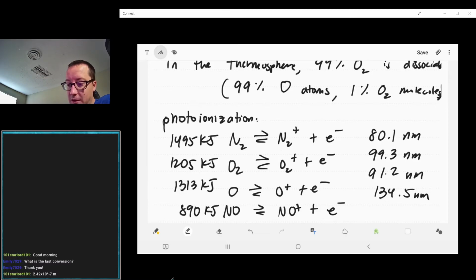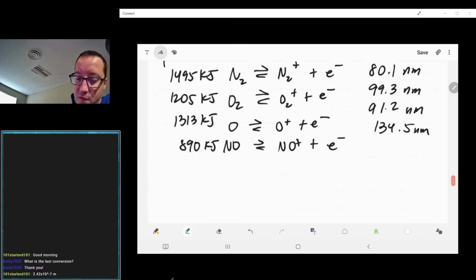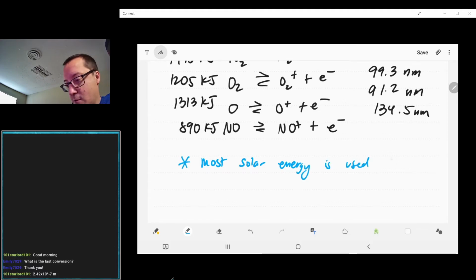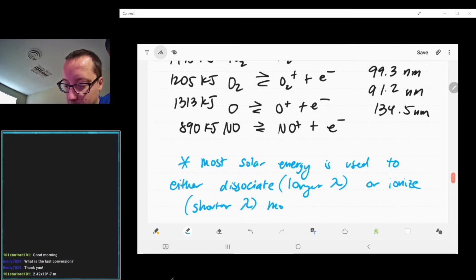Alrighty. So the whole point of talking about all this stuff is that most solar energy is used to either dissociate, those are going to be longer wavelengths, or ionize, molecules in the atmosphere.